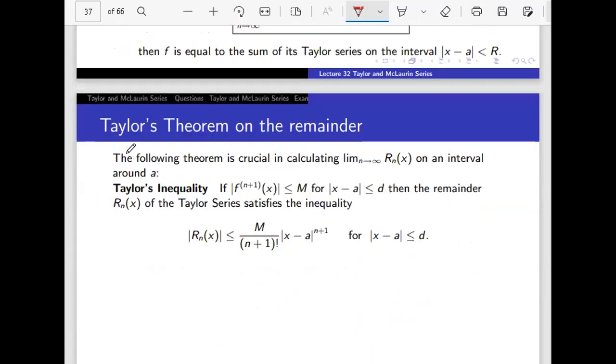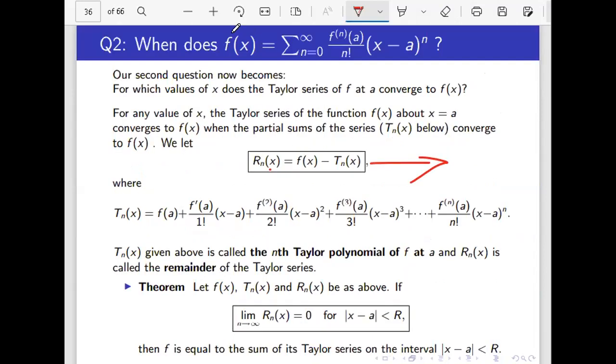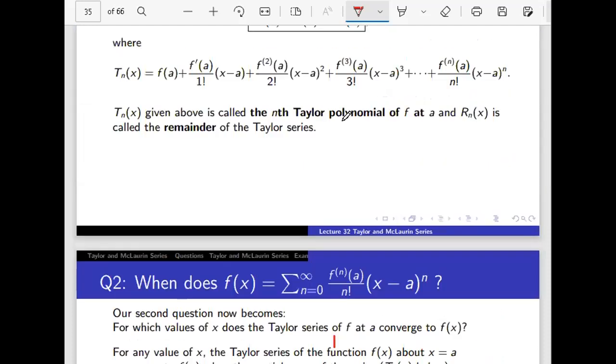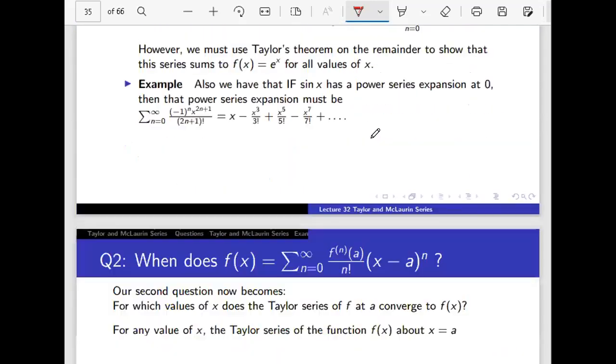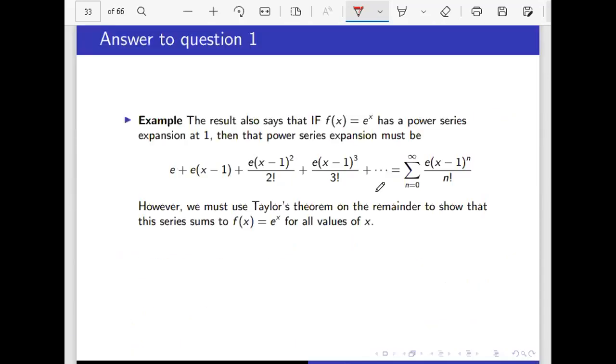This one is very important, right? This is called the Taylor theorem on the remainder. The remainder is the difference between the original function and the Taylor polynomial. This is the Taylor polynomial, right? That means you consider the first n terms, the partial sum of this infinite series. I forgot to mention that one.